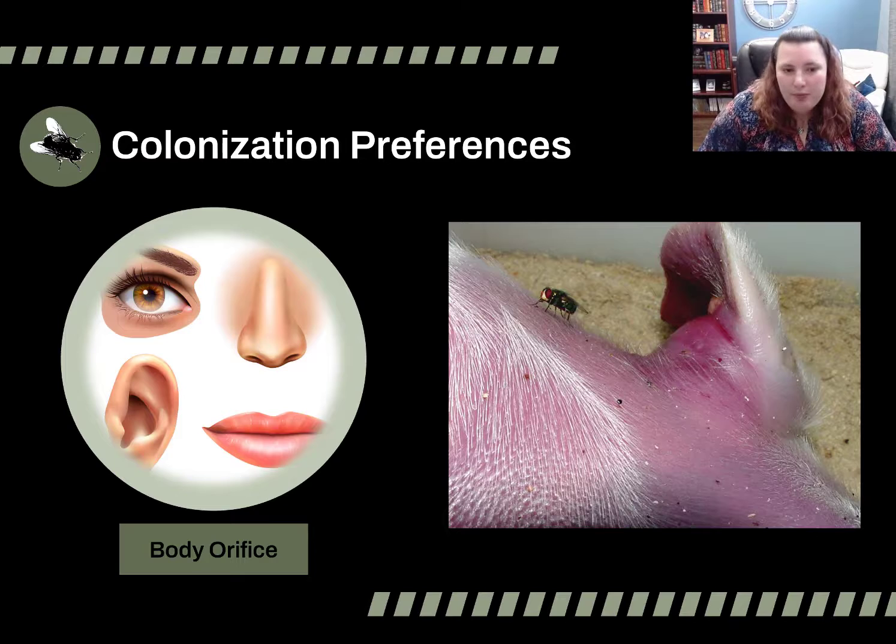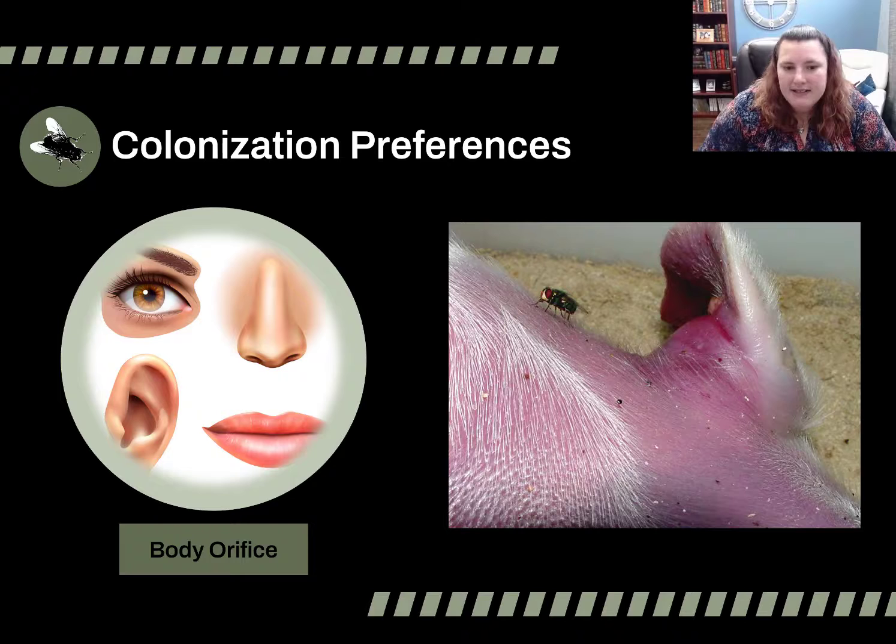If there are no open wounds, flies will lay their eggs in our natural body orifices, meaning our mouth, our nose, our ears, and our genitals. Again, these areas provide the easiest path to nutrient access for the fly larva, so they're the preferred colonization site.